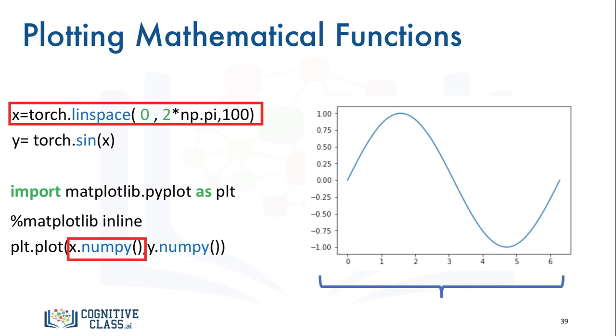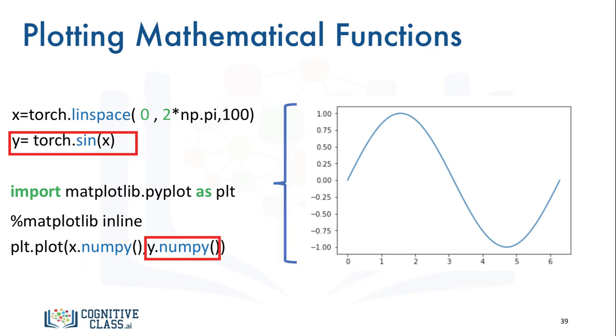The first input corresponds to the x value. We have to convert the tensor to a NumPy array using the method numpy. The second input corresponds to the y value, or y-axis. Similarly, we have to convert the tensor to a NumPy array using the method numpy.